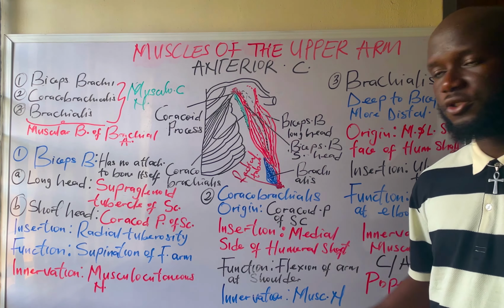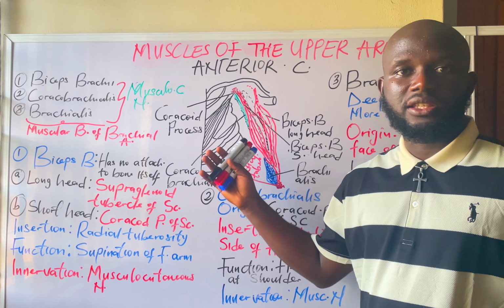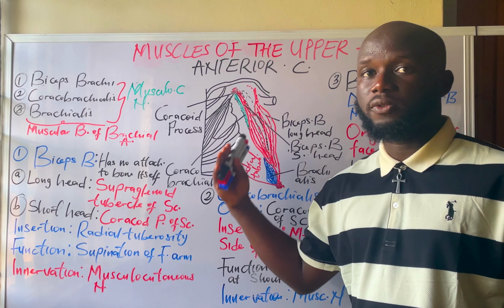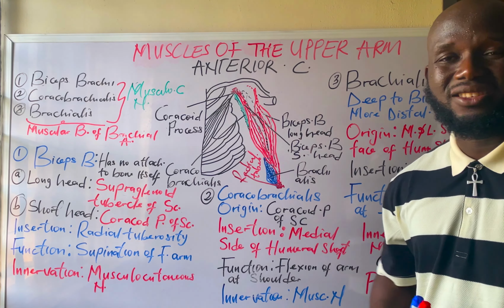And what is the function? It helps in flexion at the elbow. And the innervation also, just like the others, is by the musculocutaneous nerve. One very important clinical anatomy point that you need to get yourself accustomed with when it comes to the muscles of the anterior compartment of the arm is what we call the Popeye sign. The Popeye sign is a result of damage to the long head of the biceps brachii. So if this muscle is damaged, it can lead to what we call the Popeye sign.